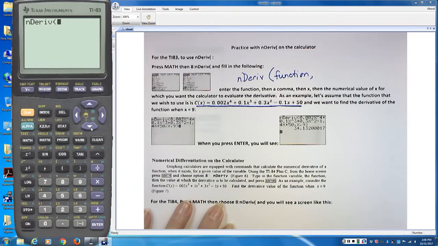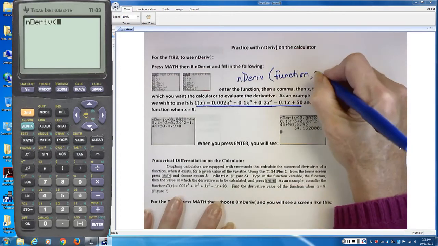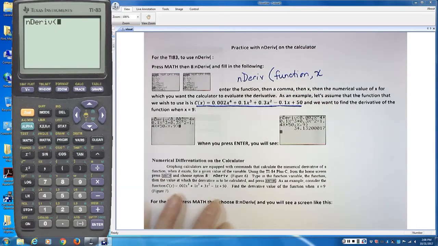The second argument is what you're going to take the derivative with respect to, and since all your calculator knows is x and y, you're always going to be taking the derivative with respect to x, even if the original function said c of q and the input was q. Just do it as if it were c of x and the input is x.